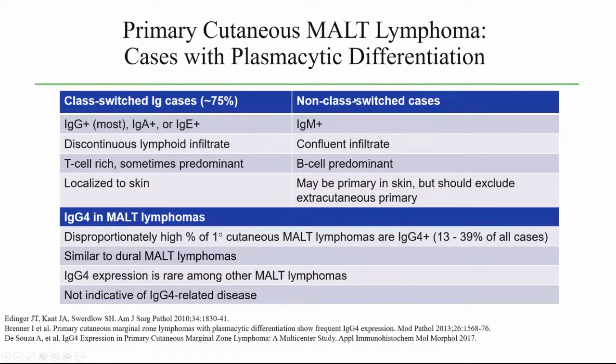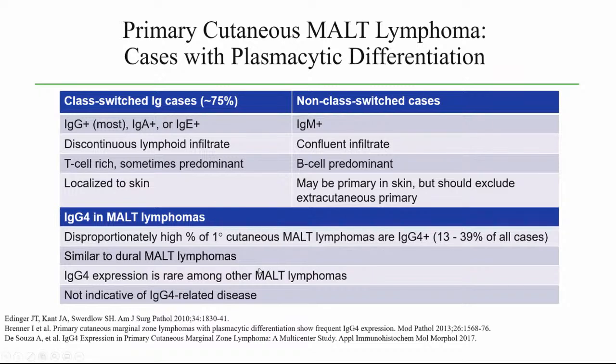Now, in the minority of cases that are non-class switched, any clonal plasma cells that you have are positive for IgM. The infiltrate is more likely to be confluent, more likely to have a significant predominance of B cells with a lower proportion of T cells. And while such cases may be primary in the skin, it's also not uncommon to be able to find extracutaneous disease as well. So it's possible that some cases of MALT lymphoma involving the skin with IgM positive plasma cells represent metastasis from some other extracutaneous primary MALT lymphoma.